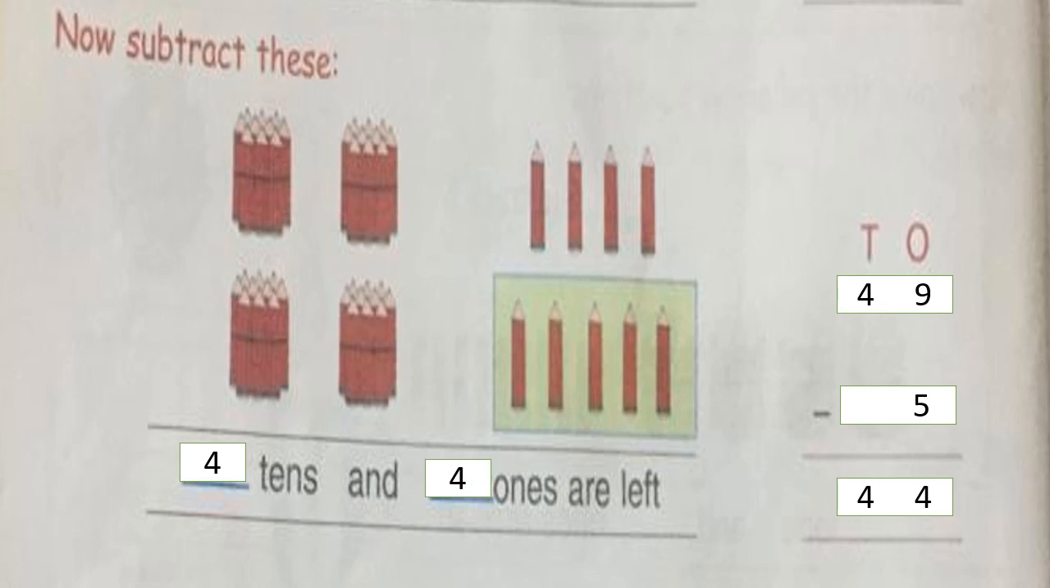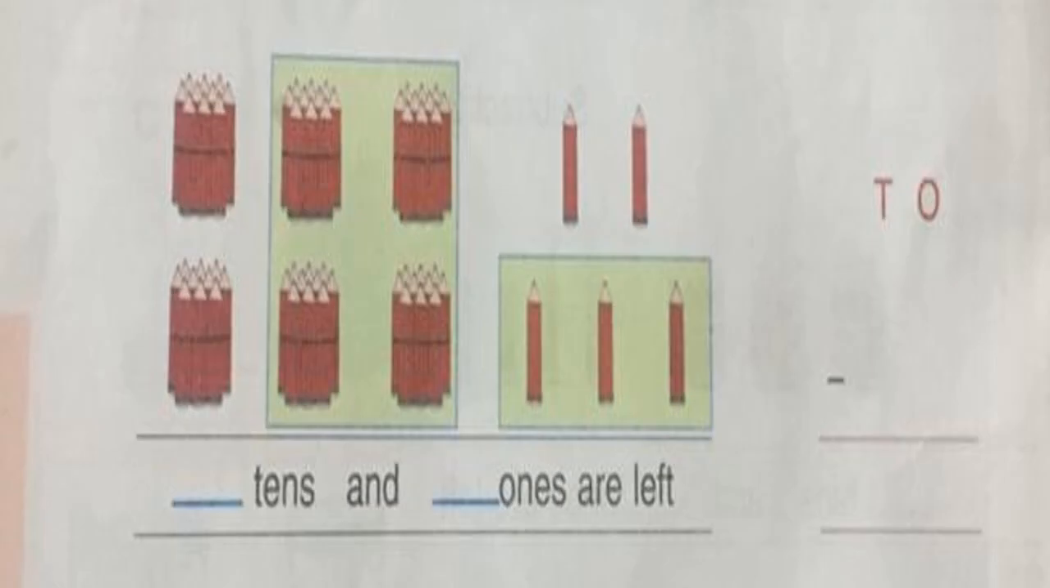Okay. Next. Count the stacks along with ones. 1, 2, 3, 4, 5, 6, 60. Along with ones, we have to count ones too. 1, 2, 3, 4, 5. 65. Out of that, how many ones are colored? 3. Tens is 4. 43. What will be the answer? 5 minus 3, 2. 6 minus 4, 2. 2 tens and 2 ones. Write that here.